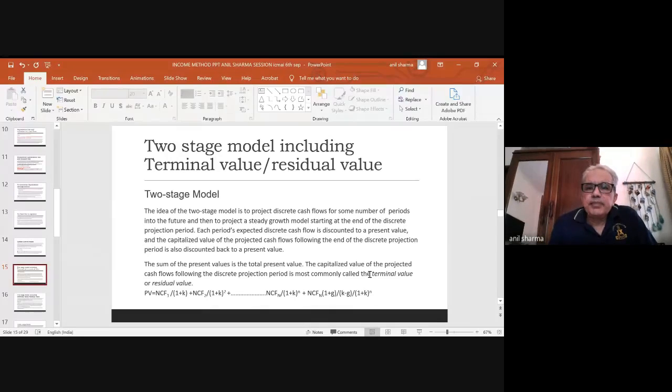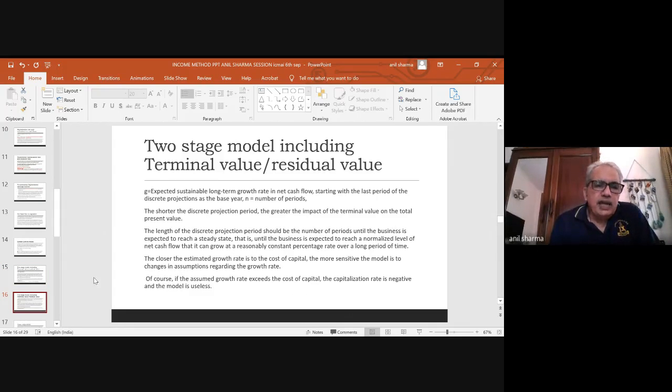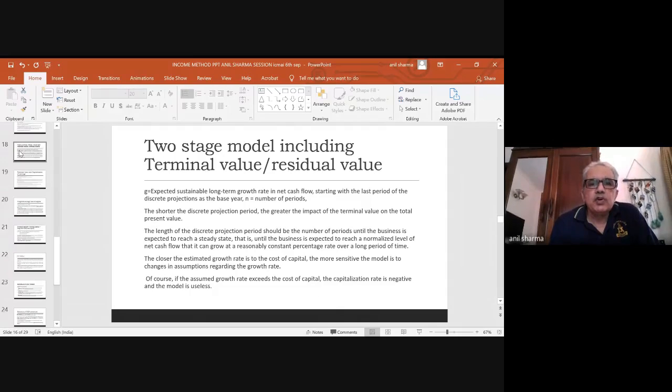So you will calculate the value of this terminal cash flow by using this formula: NCFN in the numerator, multiplied by 1 plus G upon K minus G, divided by 1 plus K raised to power N. So that is the terminal value of the cash flow. Terminal cash flow present value can be computed on the basis of this, right? So I will skip any more complexity in this. I think I probably have introduced more complexity than you may have wanted to confront in this.